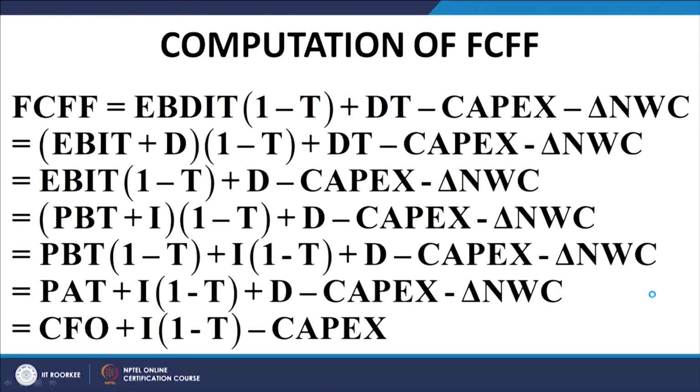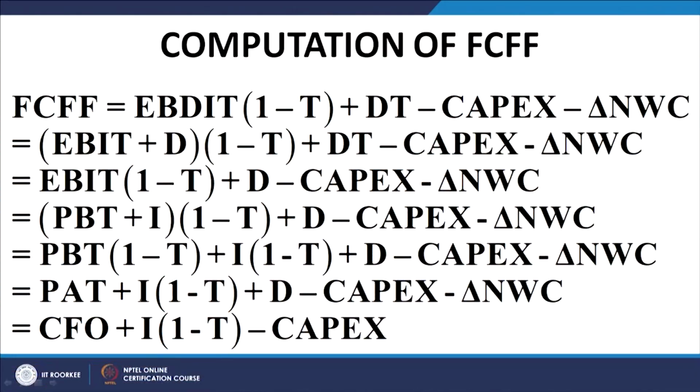This is the computation of free cash flow to the firm. We have discussed it in a lot of detail earlier, so I will not spend time on it. The important thing that you need to notice here is that if we start with the PAT, or the profit after tax, then we add back the post tax component of interest as well as depreciation, and deduct the capex and the change in net working capital.